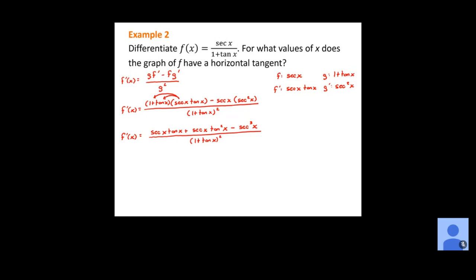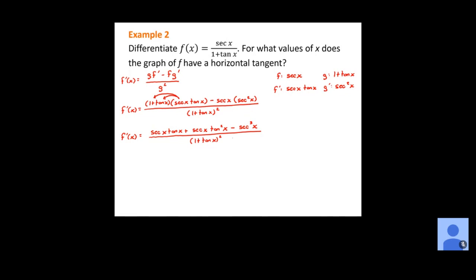Now, technically, that is the derivative, right? So if you got to that point just for the derivative itself, I'm okay with that. In this case, though, we're going to have to figure out for what values of x does the graph have a horizontal tangent. So what are we going to need to do with this derivative? Set it equal to 0, right? Because a horizontal tangent means the slope of your tangent line is 0. So we need to set that derivative equal to 0.